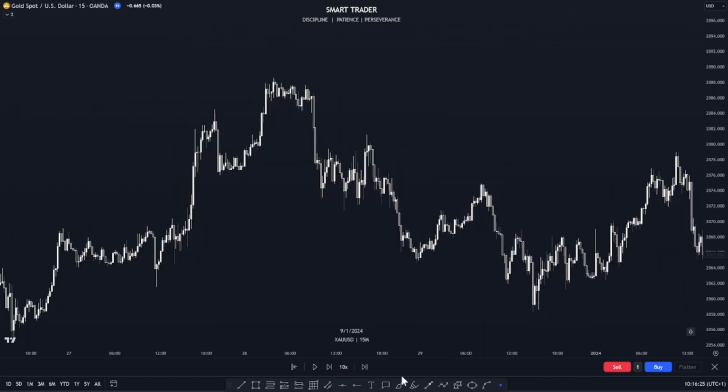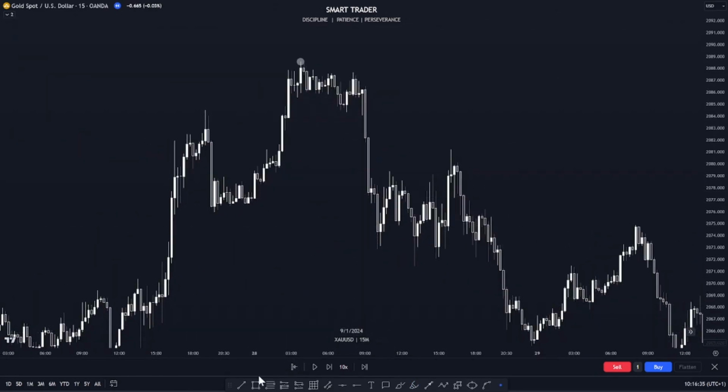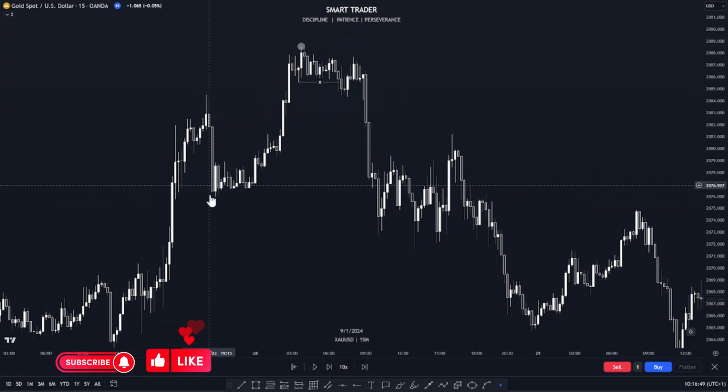We have to mark it, and after that we have to identify our inducement. If I zoom in, we see that our inducement is right below this last highest point, which is here. The market has taken out this inducement, making this last high a valid one. After that we have to identify if the market has broken the structure or completely changed character. We see that this is an interesting structure, and the market has broken it.